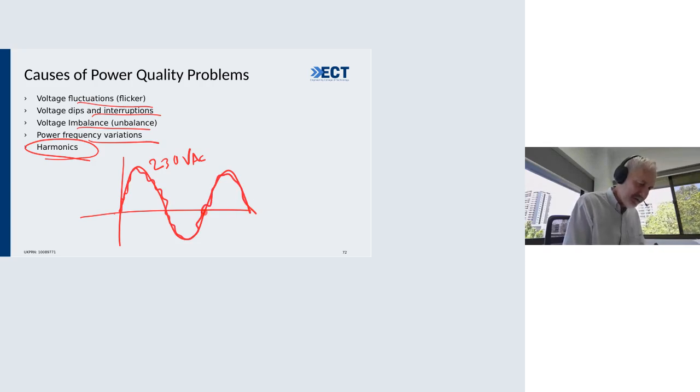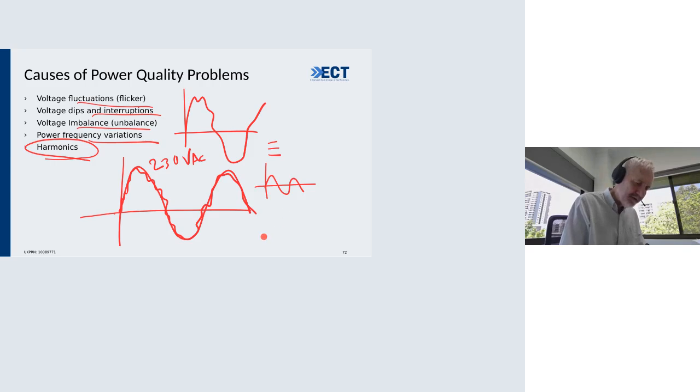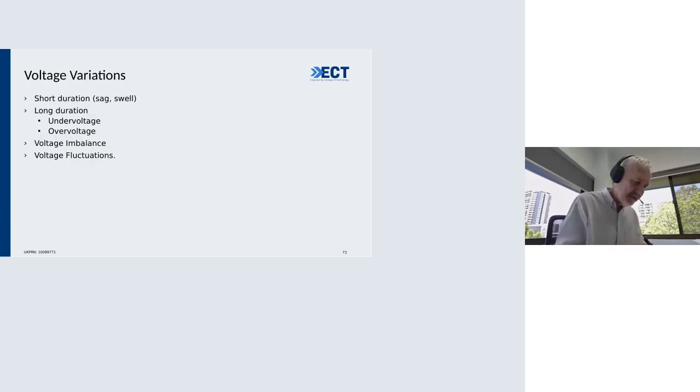Basically this means that your harmonics are, if you take any waveform, no matter how horrible it looks, you can always decompose it into an infinite series of sine waves at different frequencies. And you have the fundamental frequency, the basic one, 50 hertz, and then you have the harmonics, 100 hertz, 150 hertz, etc. And they are called harmonics.